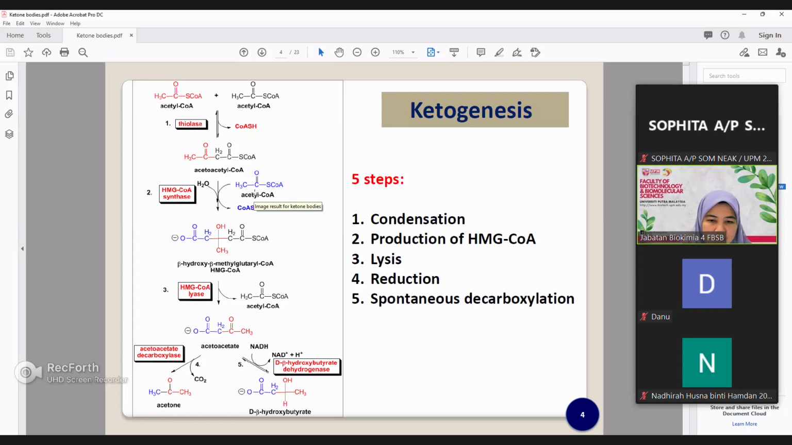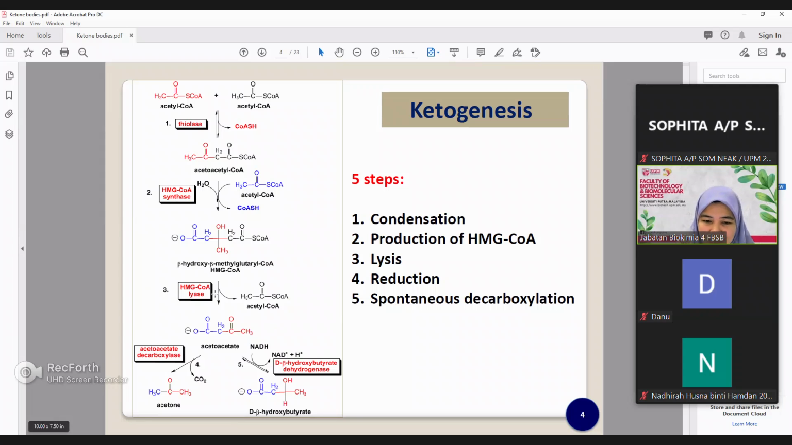Then HMG-CoA undergoes degradation to form acetyl-CoA and also acetoacetate. It is degraded to acetyl-CoA and acetoacetate by the enzyme HMG-CoA lyase. Basically, it cleaves HMG-CoA into acetoacetate and acetyl-CoA.